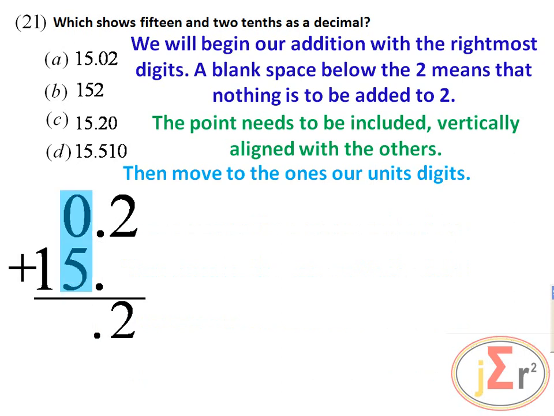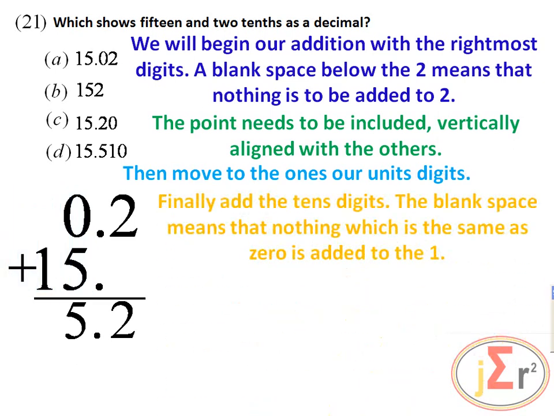We are going to add the units digit. 0 plus 5 is equal to 5. And we do not have anything to be added to that 1. Finally, add the tens digit. The blank space means that nothing will be added to the 1 that we have here. So nothing, which is the same as 0, is added to 1. So 0 plus 1 is equal to 1. When there is nothing occupying the space, we add 0, or we just write the number down, because if we add 0 to, say, 7, the answer is 7. So if we have a blank space above 7, we'll just write 7 down.